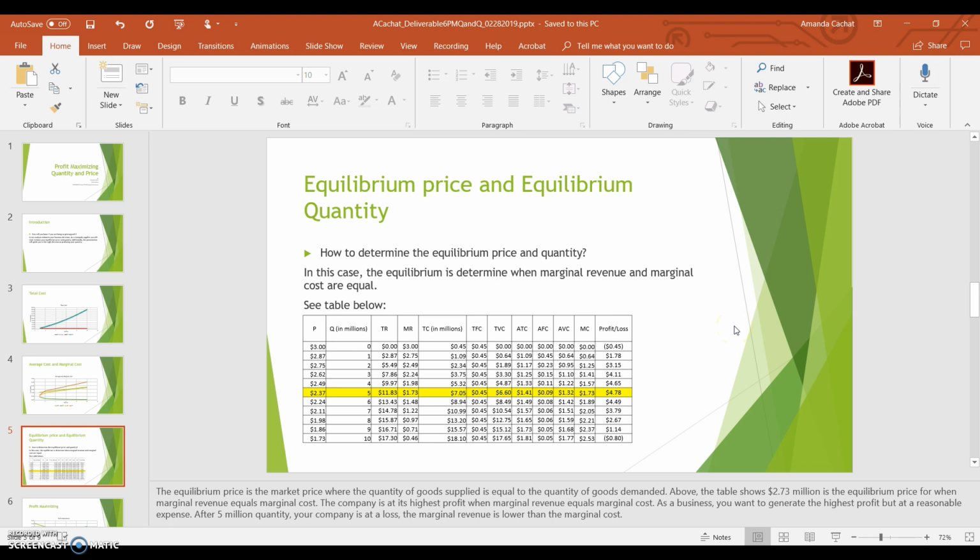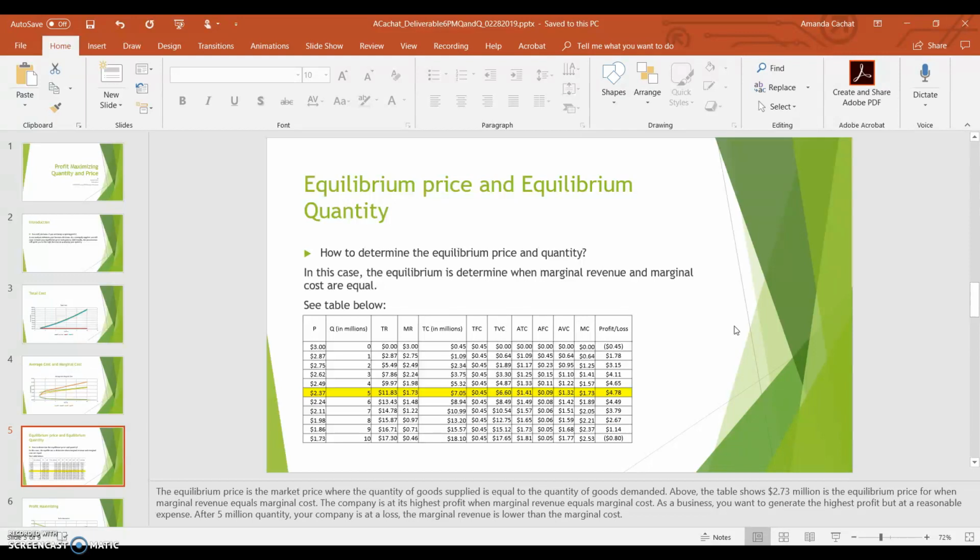So the equilibrium price is the market price where the quantity of goods supplied is equal to the quantity of goods demanded. Above, the table shows 2.73 million is the equilibrium price for when marginal revenue equals marginal cost. The company is at its highest profit when marginal revenue equals marginal cost. As a business, you want to generate the highest profit but at a reasonable expense.